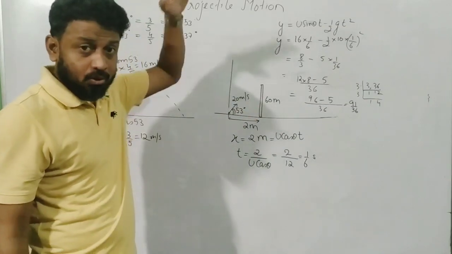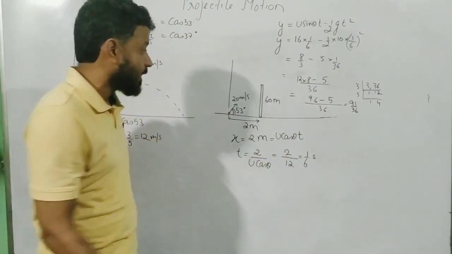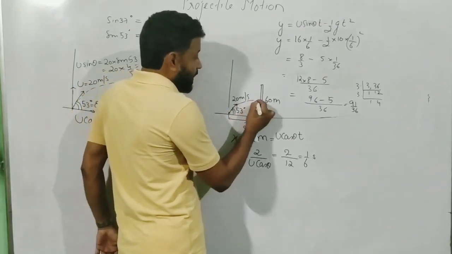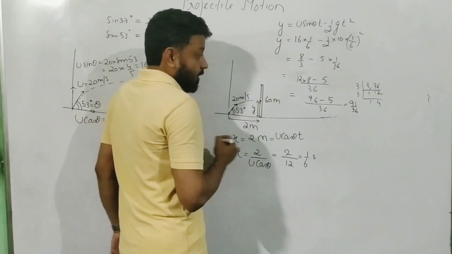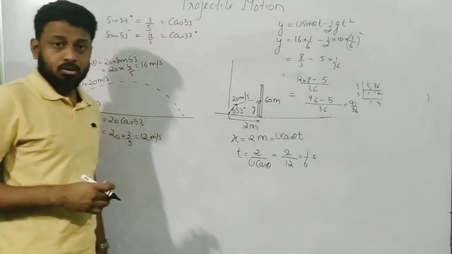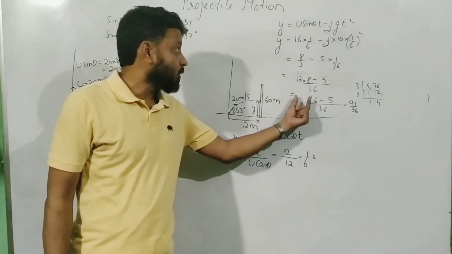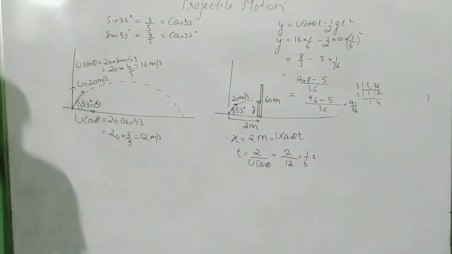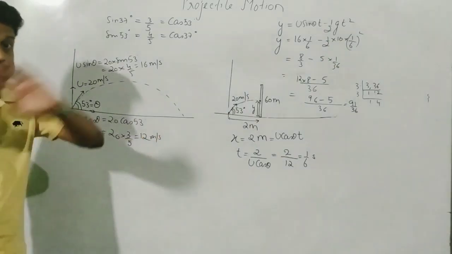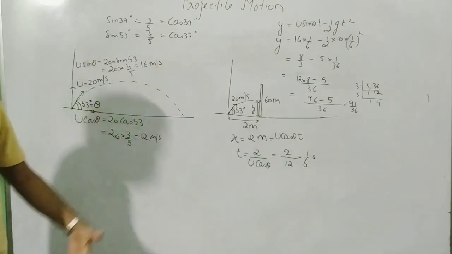But what is the height of the wall? The height of the wall is 60 meters. So it is very obvious that the path taken by the body is going to hit the wall. Because for x equal to 2 meter, the corresponding y value is 91 by 36, which is way less than 60 meter. So definitely it is going to hit the wall. That is our conclusion.